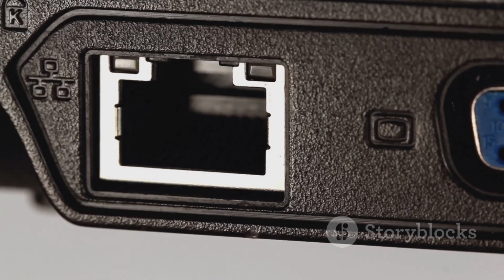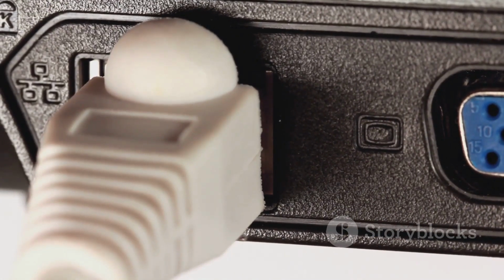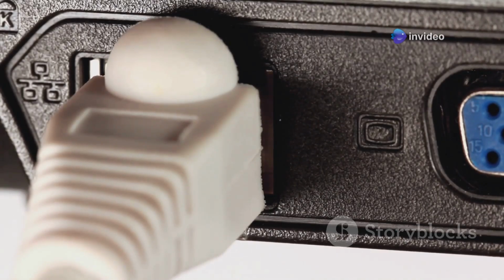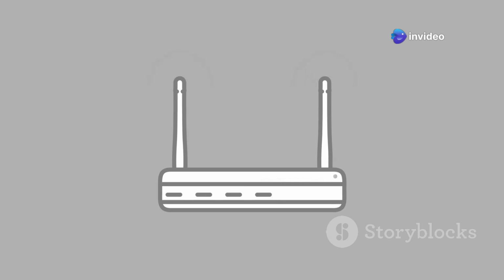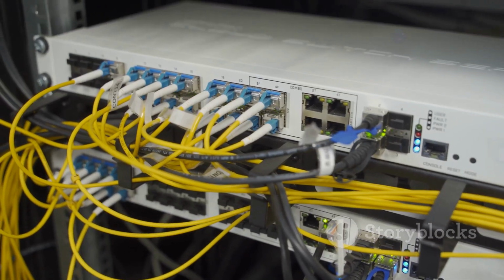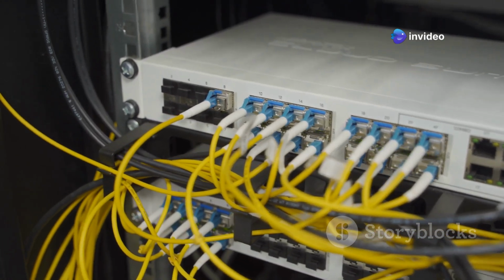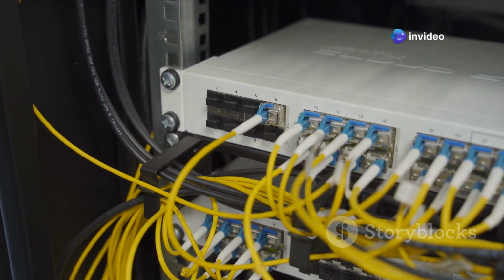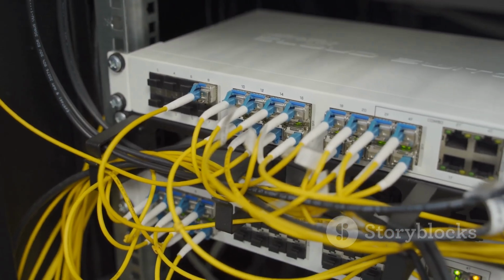LAN stands for Local Area Network. It's a network that connects devices within a limited area, such as a single building or a group of adjacent buildings. Imagine the Wi-Fi in your home connecting your laptop, smartphone, and smart TV. That's a LAN. It's perfect for small spaces where you need to connect multiple devices. It covers a small area, like a home, office, or school, and allows devices to share resources like printers and internet access. This makes it ideal for environments where resource sharing is essential.